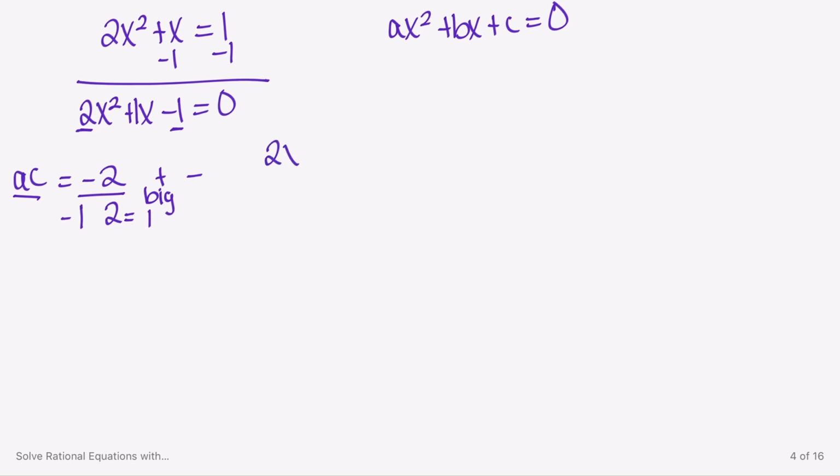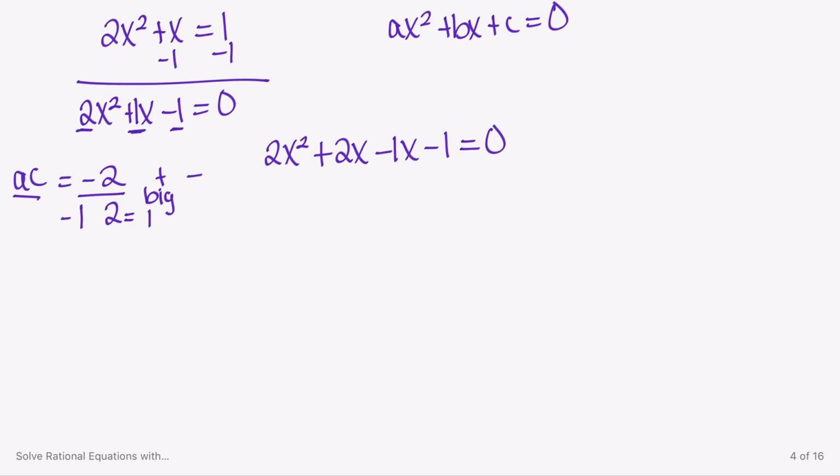So I have 2x squared plus 2x, and then minus 1x minus 1. That equals 0, right? So I just took this 1x and I expanded it out. I wrote it as a 2x minus 1x. So what we're going to do now is we're going to use factoring by grouping.